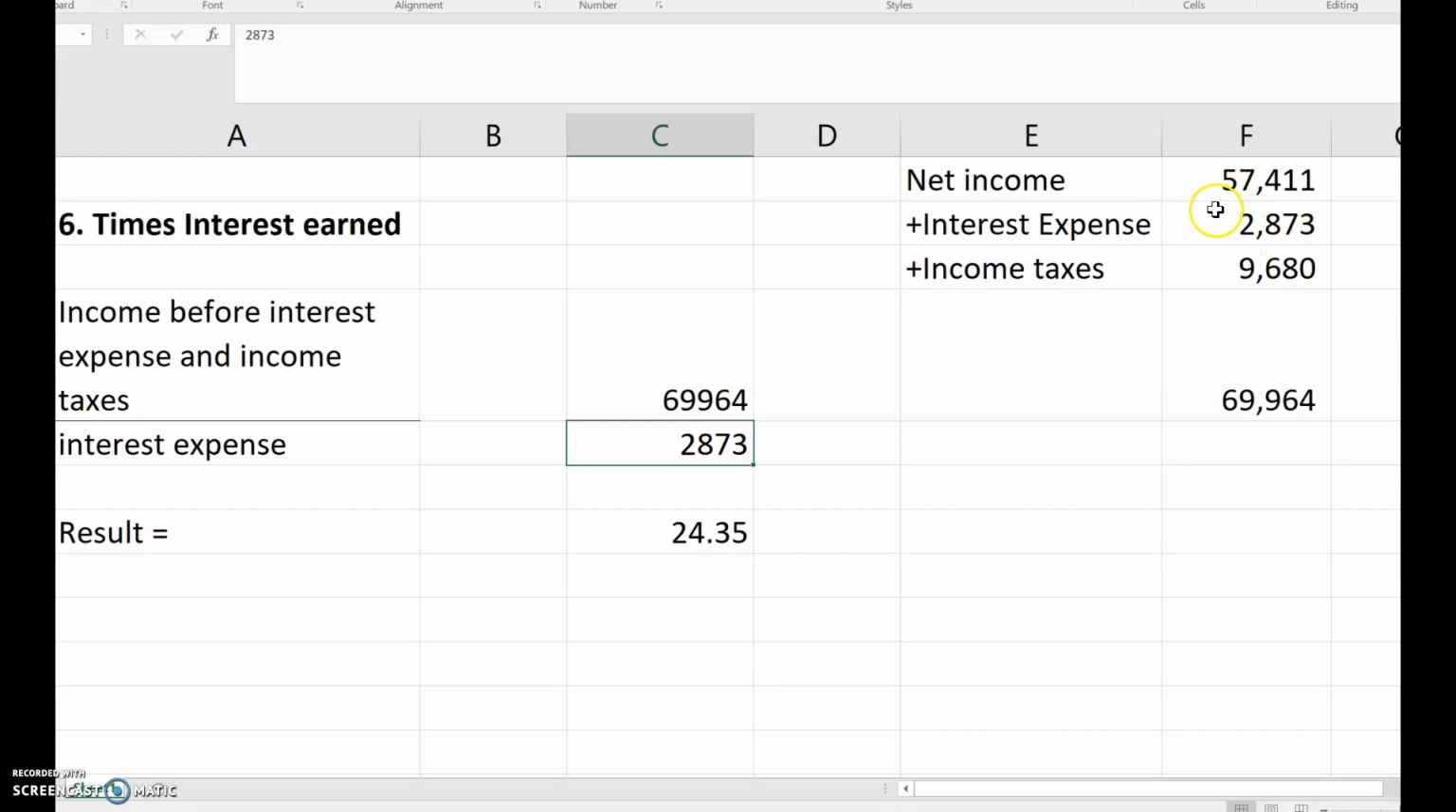$2,873. So the net income plus the interest expense plus the income taxes gives us our income before interest expense and income taxes, $69,964. We divide that by that interest expense number, and we can see that we have enough earnings to cover our interest expense 24.35 times. So that's even higher than what we could do in 2019 compared to your competitors. The guideline in the textbook says at least 2, so we are in good shape on this one. Our long-term creditors, they don't feel that this is going to be risky when they see this result.